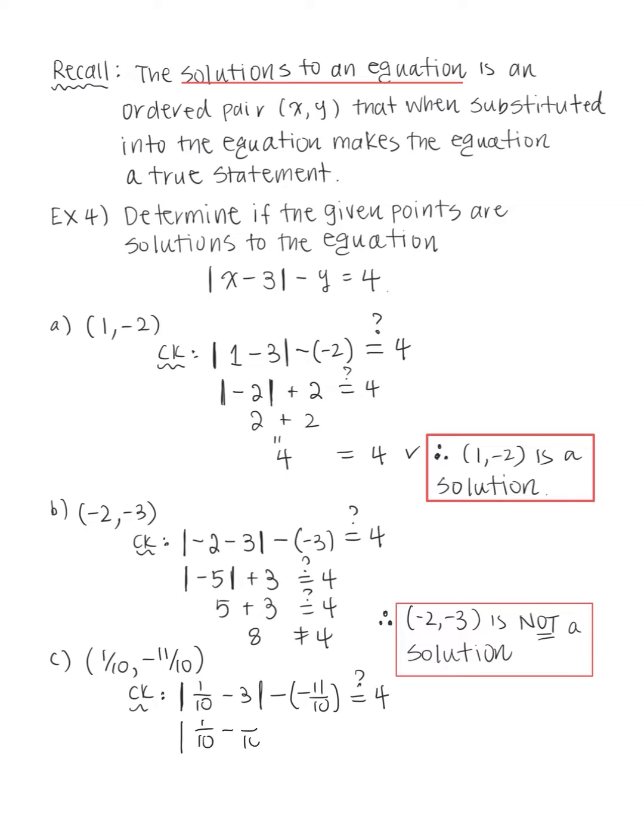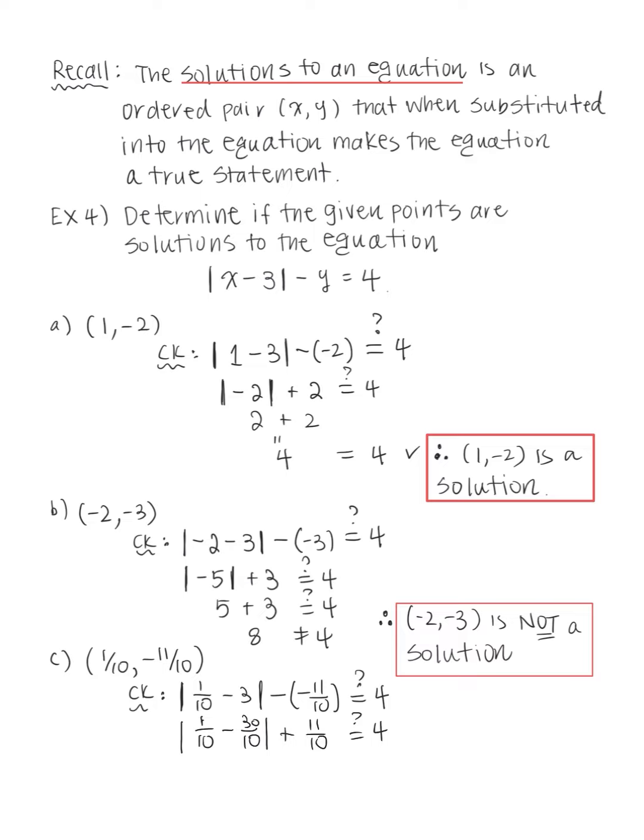Now I need to write 3 with the 10 on the bottom. So what we need to do is what? Multiply the top by 10 as well. So here you're going to have 30. All right, that's the one right there. And then this becomes plus 11 over 10. So the question is, is that going to equal 4?